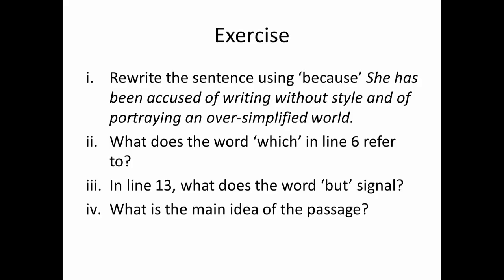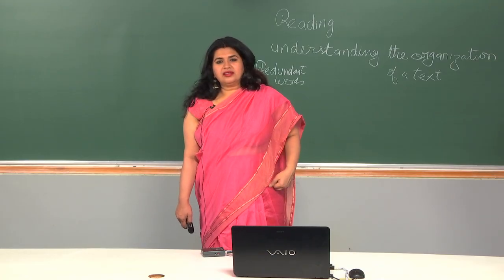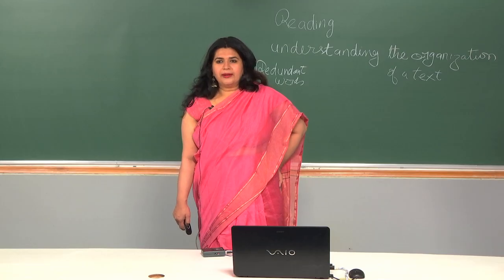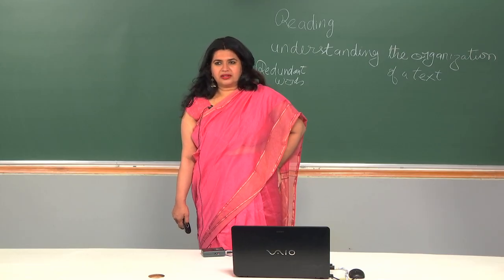So, the question is, what does the word which in line 6 refer to? And in line 13, what does the word but signal? This happened, that happened, consequently this happened, but this thing did not happen. So, what does the word but signify or signal? And lastly, what is the main idea of the passage? I would like you to do this exercise in pairs before we move on to more complex reading.